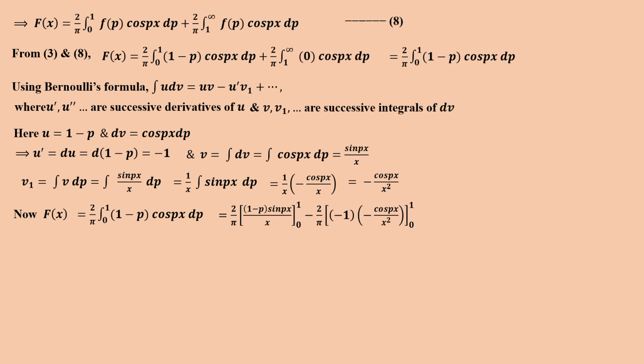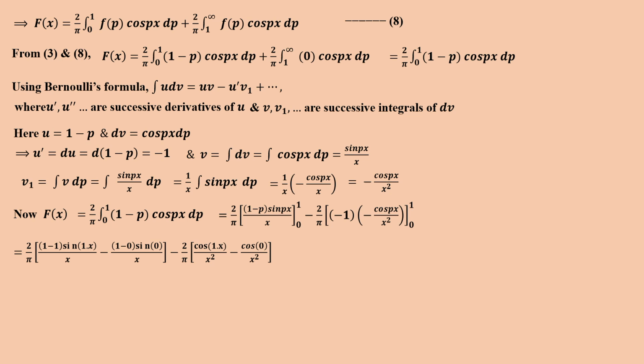So we are using Bernoulli's rule, right, v1. So v1 is minus cos px by x square, right? So limit is 0 to 1. Applying upper and lower limit, 2 divided by pi. Instead of p, put upper limit: 1 minus 1, sin 1 into x by x, minus, instead of p, put lower limit: 1 minus 0, sin 0 by x. In both cases 1 minus 1 is 0, so that is 0, then sin 0 is 0. So in both cases the value is 0.